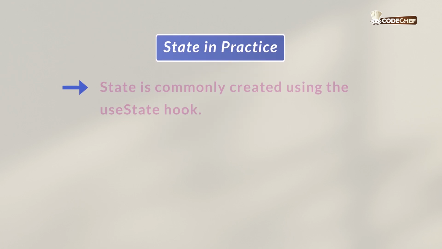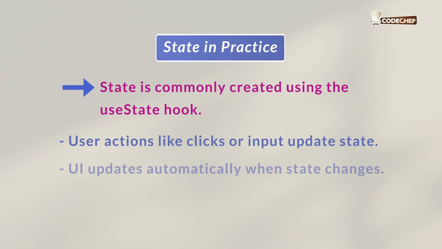A simple example of state is a button. We use the useState hook to initialize a value, such as a like count. When the user clicks the button, the state is updated. Once the state updates, React re-renders the component and the new value appears on the screen automatically. This is the core idea behind interactive user interfaces in React.